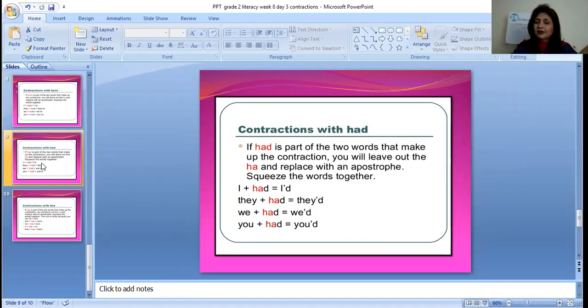In the same way, we will write with had. I plus had, I'd. They, apostrophe with D. If had is part of the two words that make up the contraction, you will leave out HA and replace it with an apostrophe. Again, HA is left out. They plus had, they'd. We had, we'd. You plus had, you'd.